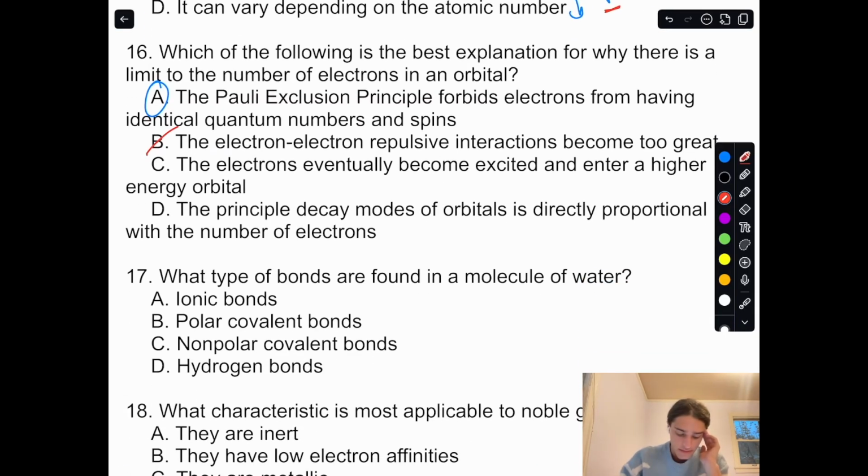So B is wrong. C, the electrons eventually become excited and enter a higher energy orbital. That's just not true. D, the principal decay modes of orbitals is directly proportional with the number of electrons. That's also nonsense. I don't even know if that's real.